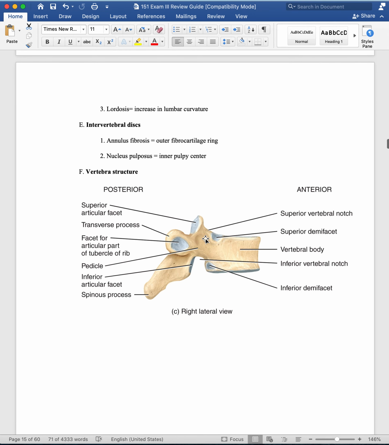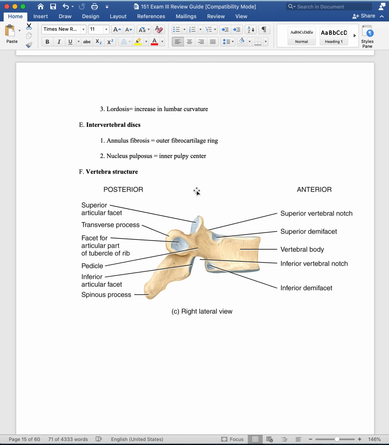Okay, so this is the vertebral structure. As I mentioned, we're going to have the vertebral body. Then these demifacets are for the ribs. This is a thoracic one, so you can tell because we have extra facets that we don't have on all of them. These superior and inferior demifacets are for the articulation with the costal bones, or the rib bones. Here we have a superior articulating facet and the inferior articulating facet.